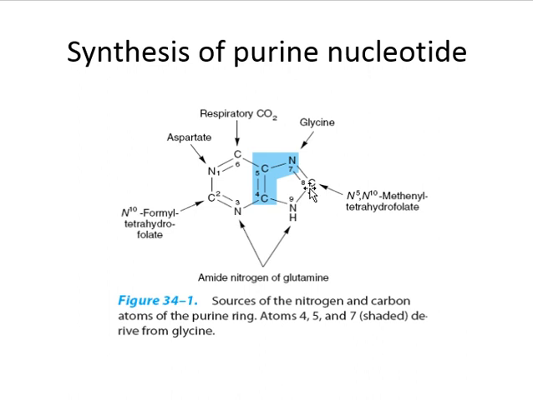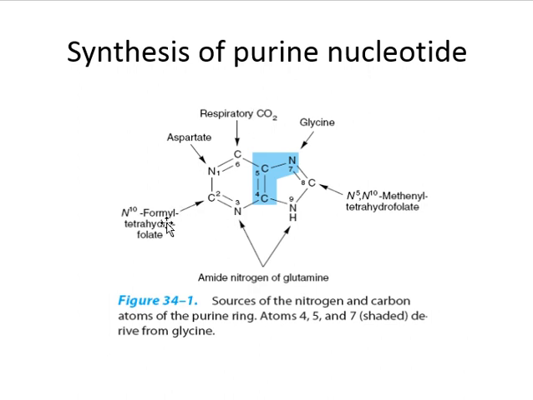Atoms number 2 and 8 are derived from derivatives of tetrahydrofolate: one is formyl tetrahydrofolate and the other is methenyl tetrahydrofolate. The nitrogens at the 3rd and 9th positions are derived from glutamine. So it is clear from this diagram that in the synthesis of a purine ring, three amino acids are involved: glutamine, glycine and aspartate. Two atoms are provided by the tetrahydrofolate derivatives, and one comes from carbon dioxide.